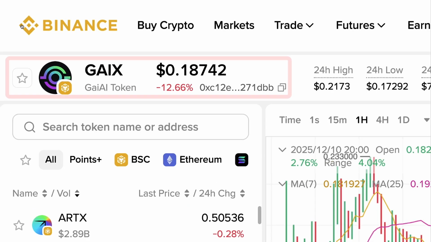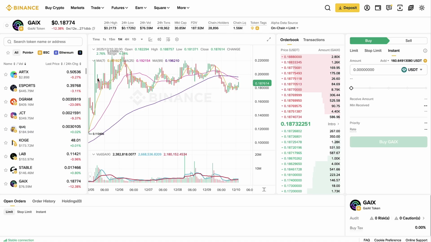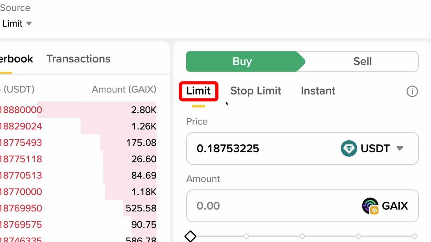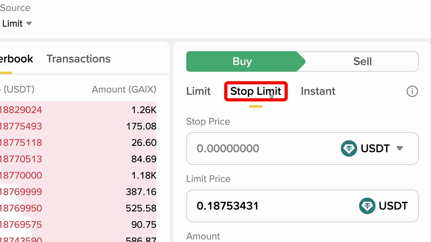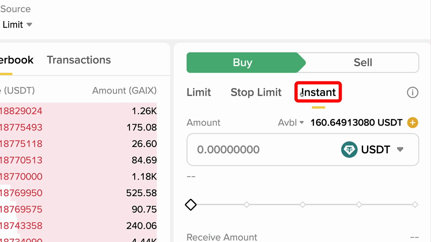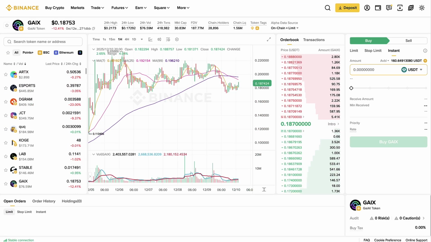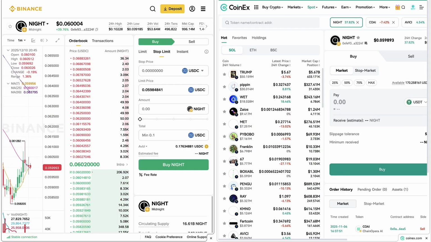I have chosen this coin that is only available here, not on spot, not on futures, and here on the right hand side I'm able to use limit orders. So if I want to buy at a specific price, stop limit, and then instant. This instant is kind of like the market price. And now I will show you how to execute the trade here, and then I will show you through side-by-side comparisons that you can get lower fees, so you will get more coins on other platforms than on Binance.